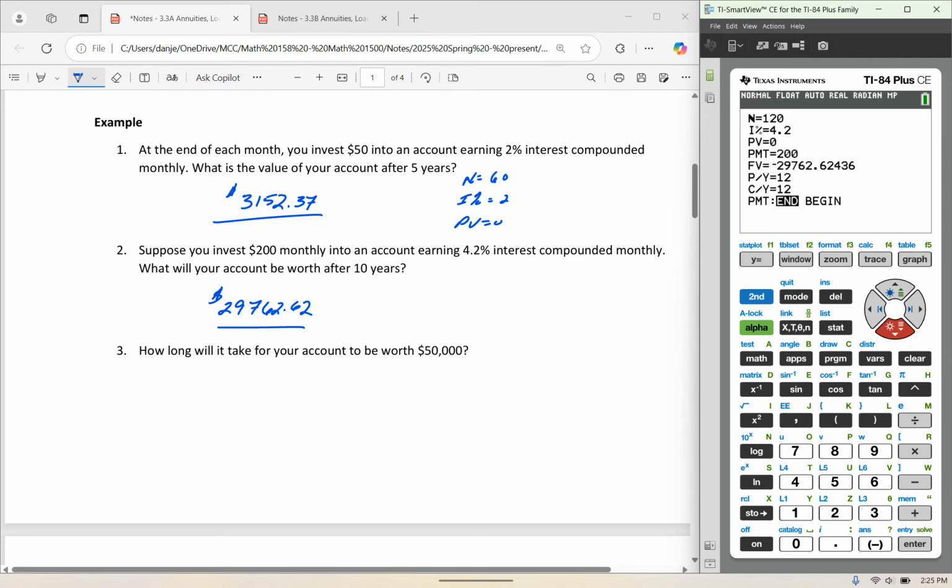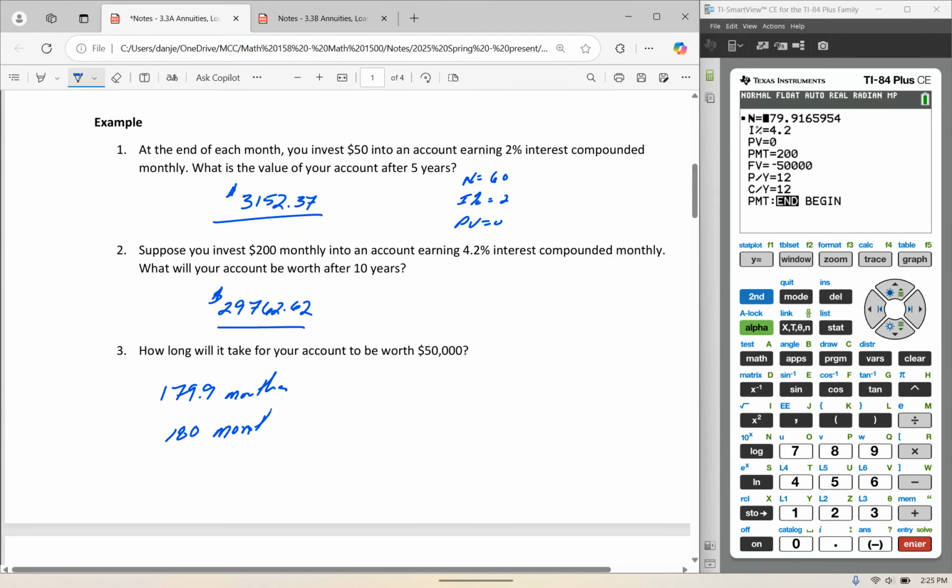But here's the key: don't forget, you want to withdraw $50,000. So that needs to be a negative $50,000. How long will that take? Alpha, Solve. That's going to take 179.9 months. Or if you want to round that to 180 months, you can do that. And I know that it's months because my PY and CY are both 12. So I know I'm talking about months.